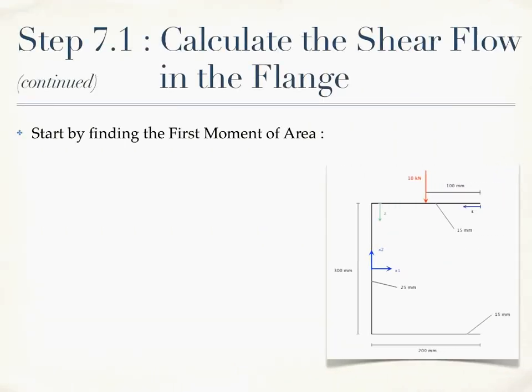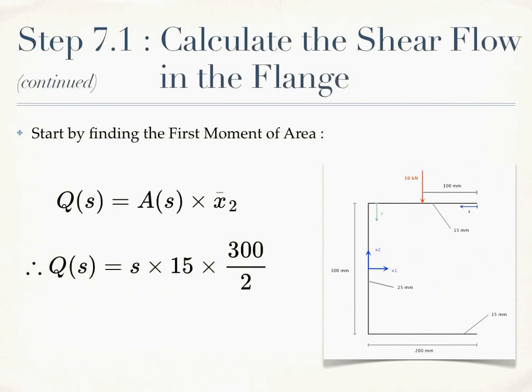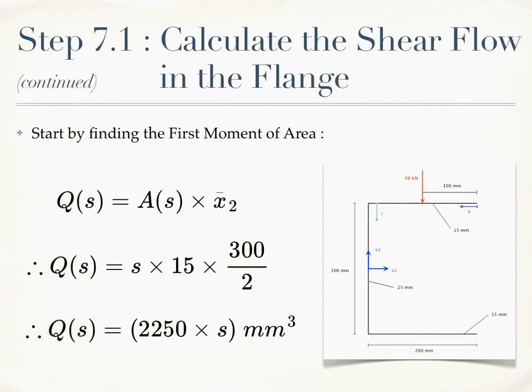With this information, we can now calculate the elements of shear flow in both the flange and the web, starting with the flange. First of all, we're going to need the first moment of area, Q of S, which is effectively the area times the distance x2. Both are dependent on S, which is the axis shown in the diagram in figure 1. Plugging in values that we know and the value for x2, which is halfway along the web, you get a Q of S of 2,250 S millimeters cubed.